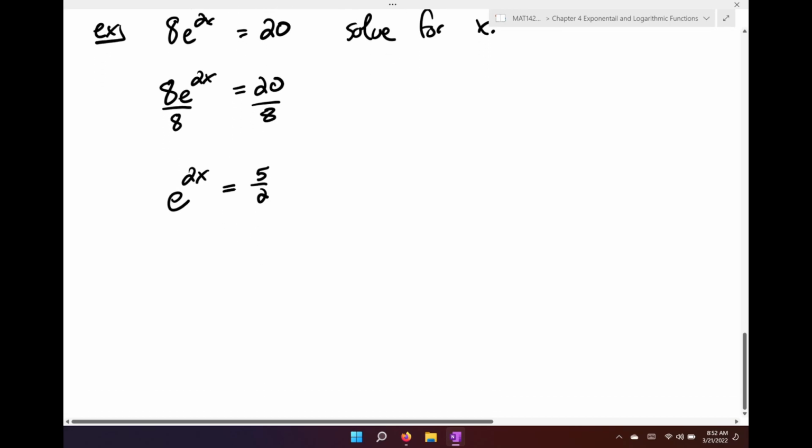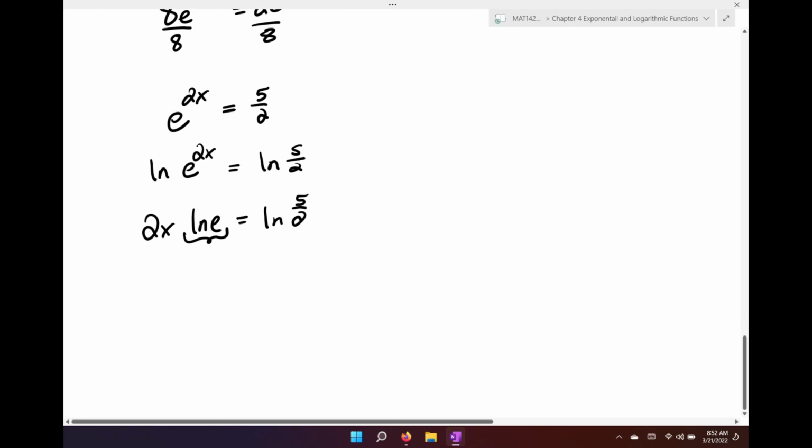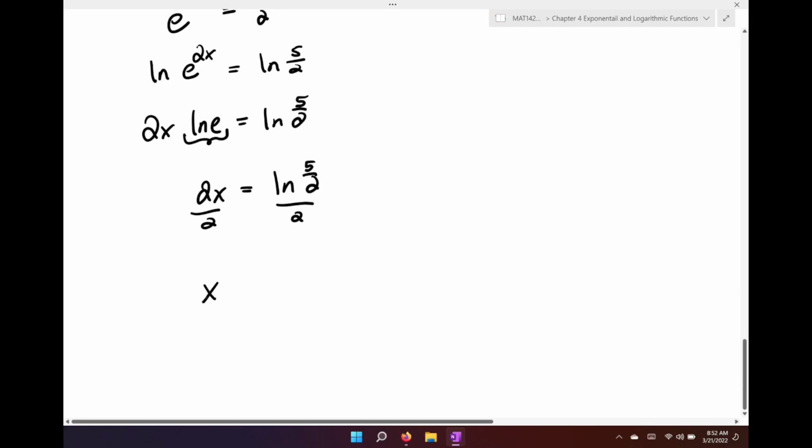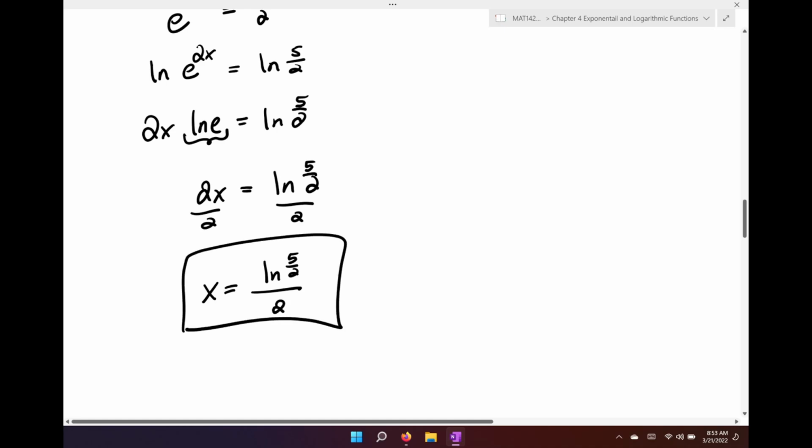Now from here, since I have an e, I'm going to go ahead and just take the ln of both sides. Now I can pull the exponent out front. By definition, the ln of e is equal to 1. So this just turns out to be 2x equals the ln of 5 over 2. And then I will divide both sides by 2 to give me x equals the natural log of 5 over 2, all divided by 2. Okay?